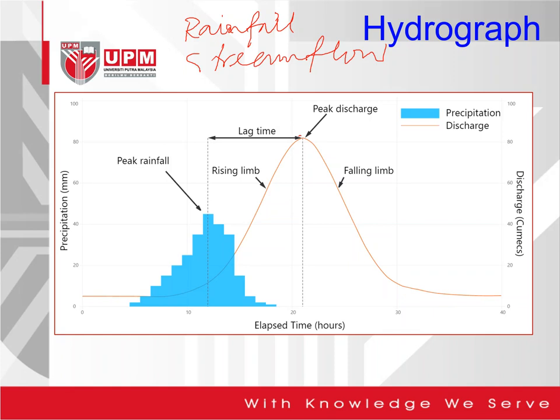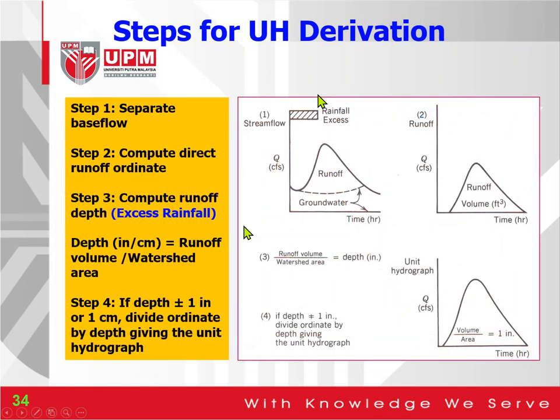Then we can produce the complete hydrograph. But when you produce the unit hydrograph, rainfall is not necessary. We can derive it only from stream flow. But we need some other information, like watershed information and other things. That step I have explained in the class.